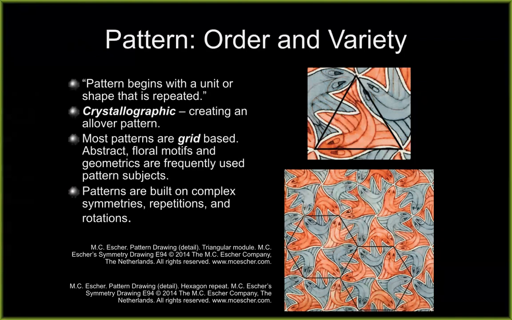So you begin with a unit or a shape that is repeated. And as we learned earlier, there's a name for that all-over pattern. It's crystallographic. And you can make patterns out of almost any type of unit or motif. It can be abstract, it can be floral, you can have geometric patterns. And they're just built on an almost infinite variety of symmetries, repetitions, and rotations.